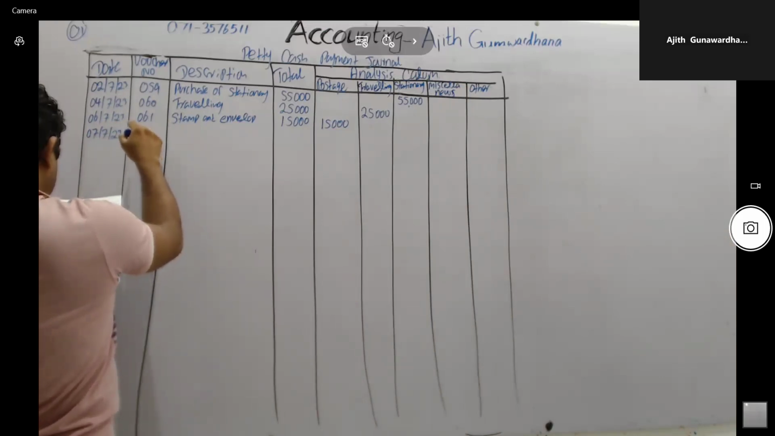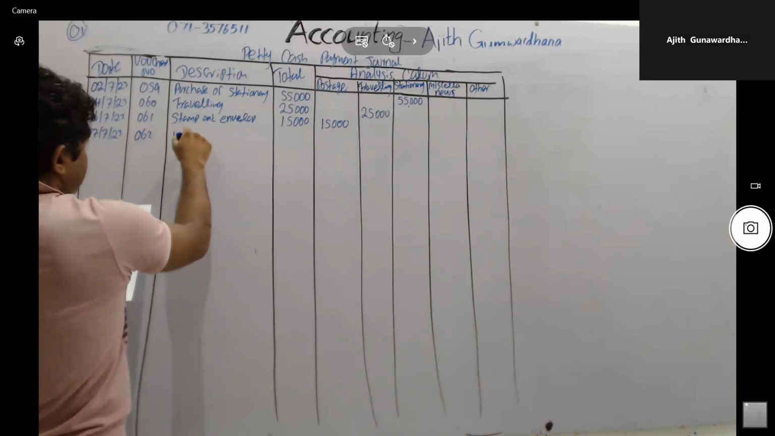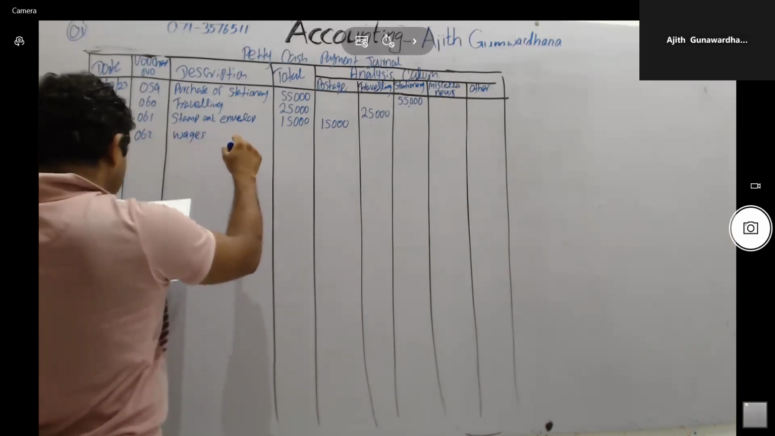and it has given voucher number 062. Wages, value equal 60,000.